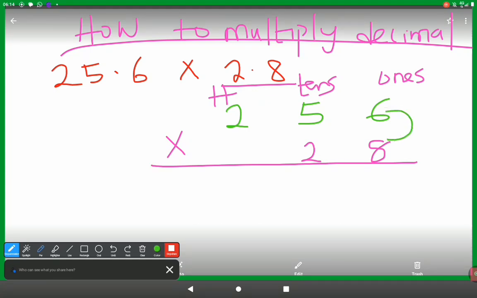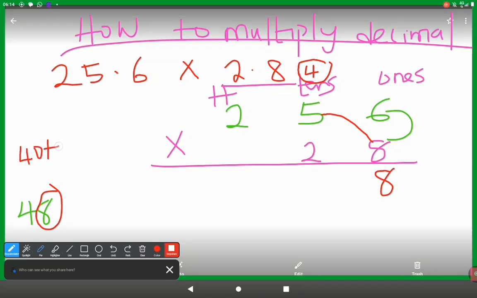8 times 6 is 48. So if I have 48, I'll always write the ones, keep the tens. So I'll write the ones there, 8, then keep the tens right here on top of the tens. After that, I will use the same 8 to multiply 5. If I do 5 times 8, I'm going to have 40. But don't forget that you were keeping 4 up here. So 40 plus 4 will give you 44.